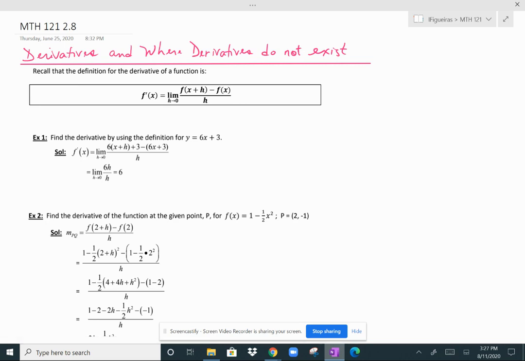Hi, this lesson is about derivatives and where derivatives do not exist. So let's remember what the definition of the derivative is. f prime, which is one of the notations we can use for the derivative, is equal to the limit as h approaches 0 of f of x plus h minus f of x over h. So let's practice using that.